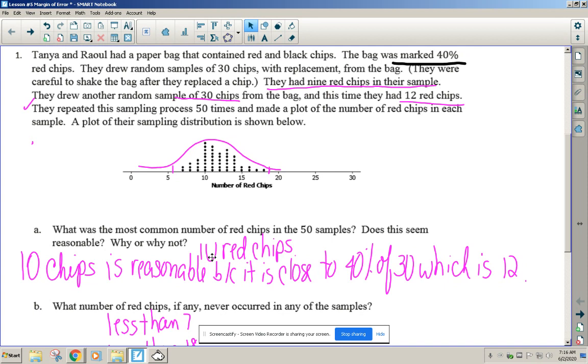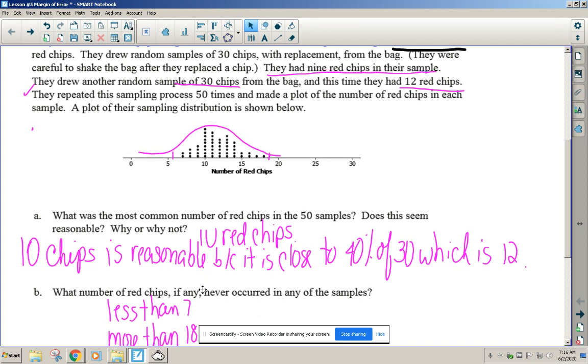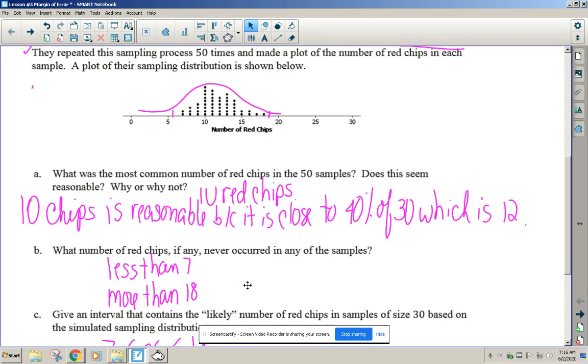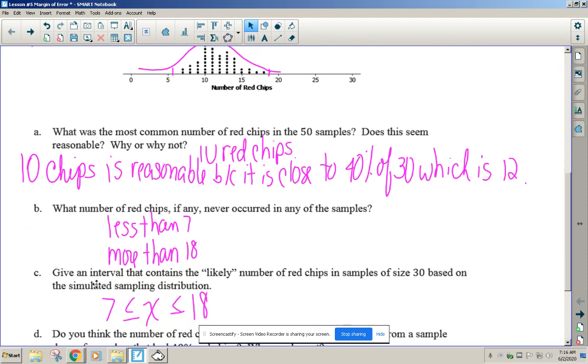So what number of red chips, if any, never occurred? Well, like I said, this looks like it's going from 7 to about 17, maybe 18, 15, 16, 17, yeah, 18. So anything less than 7 or more than 18 never occurred in the sample. And given an interval that contains likely number of red chips in a sample size of 30, we want to write this as an interval. And when we write things as an interval, we always write it like a conjunction. So 7 less than or equal to x less than or equal to 18.